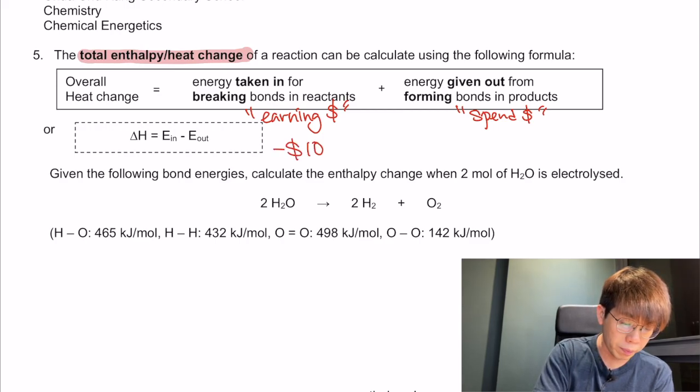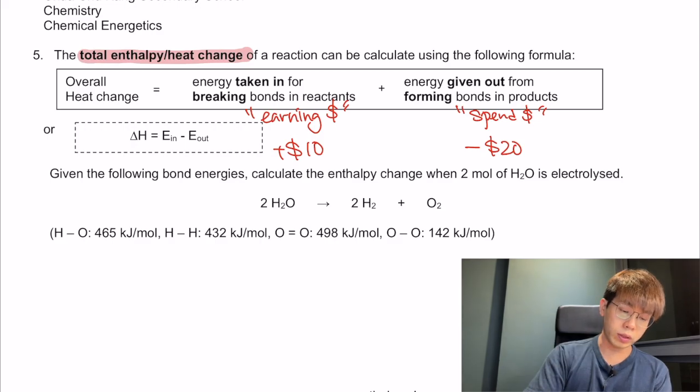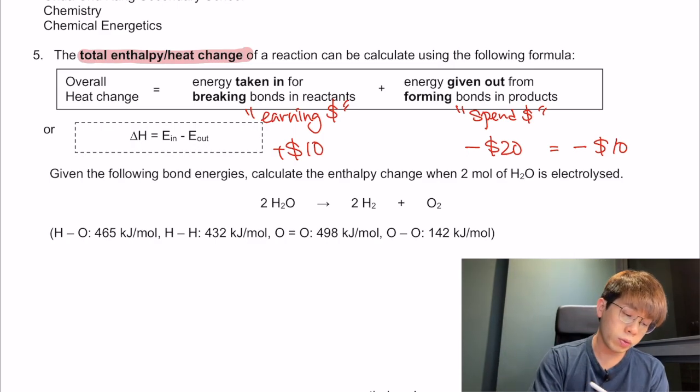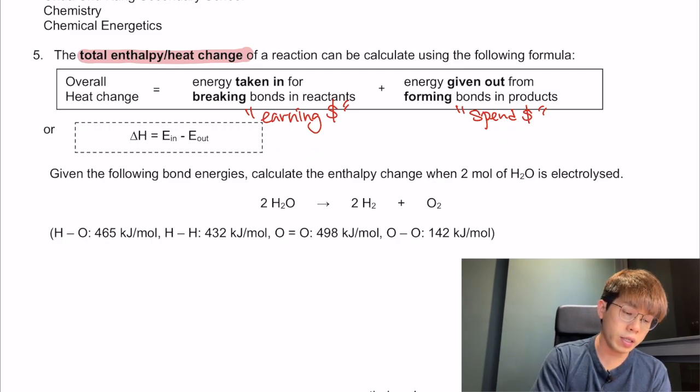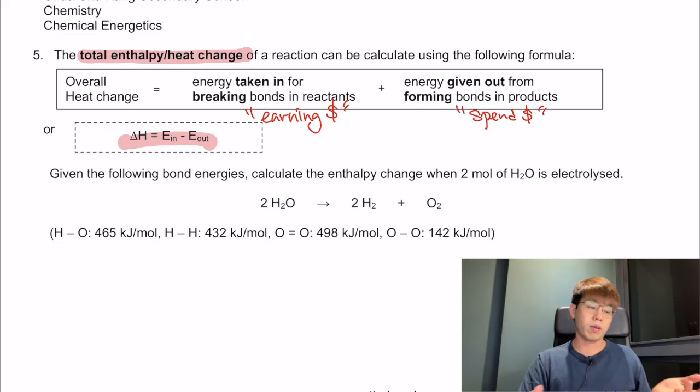However, let's say now I earn $10, so I plus $10 into my wallet, and then I spend $20 out of my wallet. So total, what do I get? Minus $10. So I overall lose $10. This is the same thing when it comes to chemical reactions. The total enthalpy change is actually the energy that comes in minus the energy that goes out. So the money that comes in minus the money that goes out. That's what we have been doing.